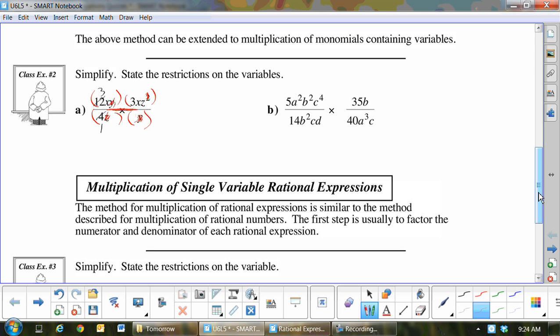So I'm just going to now multiply what you have left. Okay? Do you see I have nothing on the bottom anymore? Right? I got a 1 on the bottom. And the top, 3 times 3 is 9. X times x is x squared. Remember, add exponents when you multiply. And then we have a z. Okay?